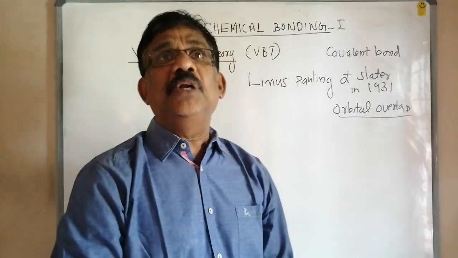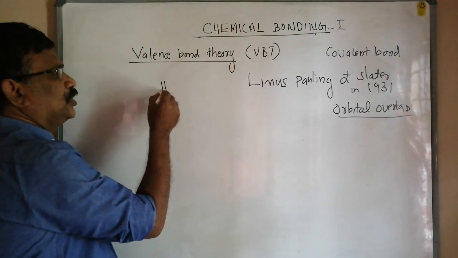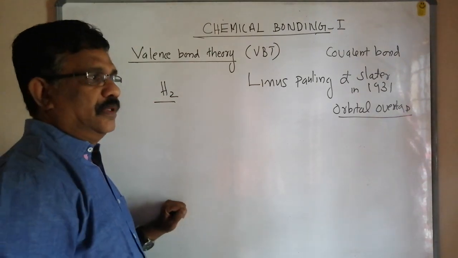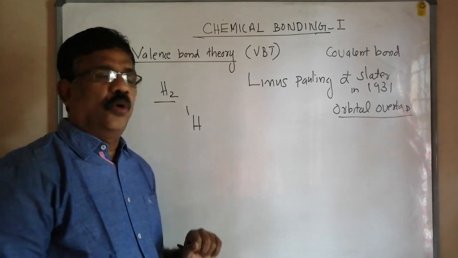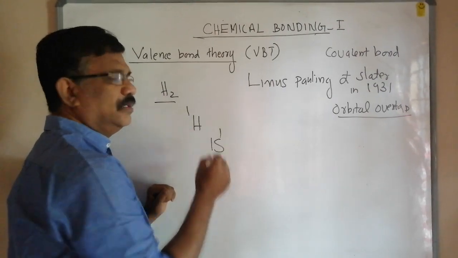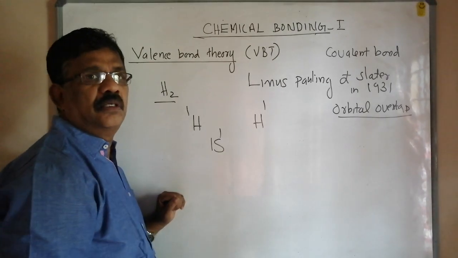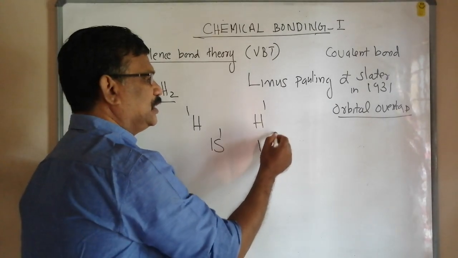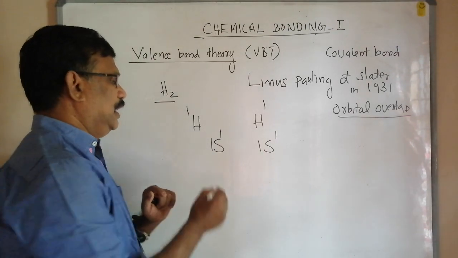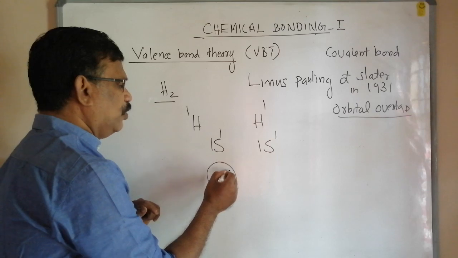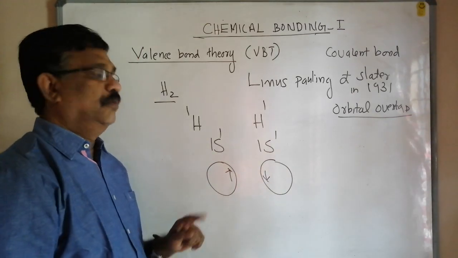So we can take a simple diatomic molecule, hydrogen. Formation of hydrogen. Hydrogen atom, atomic number 1, configuration 1s1. Another hydrogen atom, atomic number 1, configuration 1s1. So 1s1 means a spherical orbital with 1 electron, and this is also a spherical orbital with 1 electron. Both are unstable.